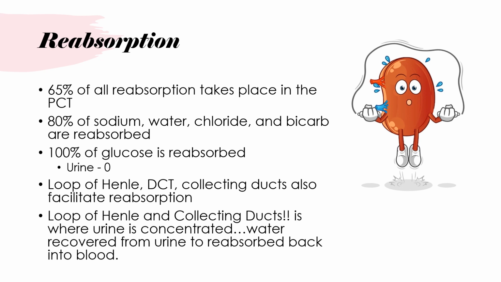Also, the loop of Henle, the distal convoluted tubule, and the collecting ducts are also going to facilitate the reabsorption. And the loop of Henle and collecting ducts, this is where urine is concentrated. So water is recovered from urine to be reabsorbed back into the blood. That's where that's going to take place.